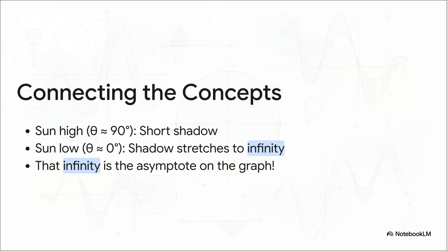And this is where it all clicks. Think about it. When the sun is high overhead around noon, the angle is close to 90 degrees, and the shadow's super short. That's like the 0 on your cotangent graph. But what about sunrise or sunset? The sun is low on the horizon, the angle is almost 0, and that shadow gets crazy long, right? It stretches out toward infinity. Well, guess what? That is your asymptote. It's not just some abstract line on a graph. It's the shadow at dawn.